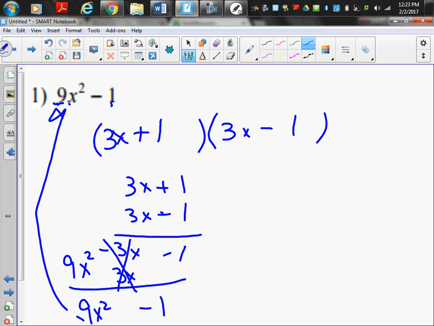So you have to check each piece and see if it's a perfect square. If all the pieces are perfect squares and it has a subtraction sign, you know it's the difference of perfect squares.